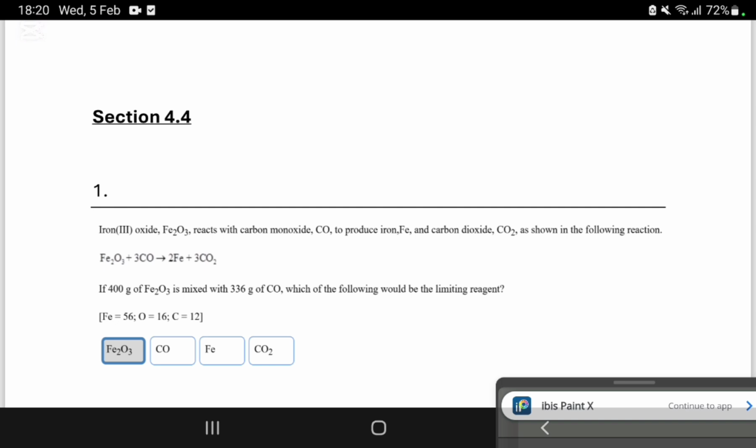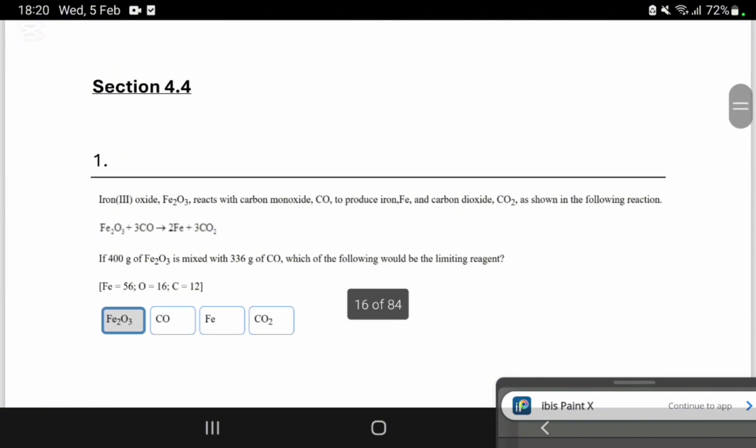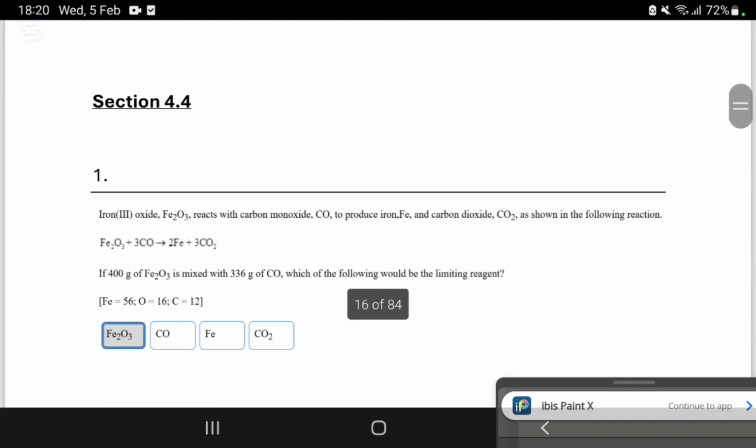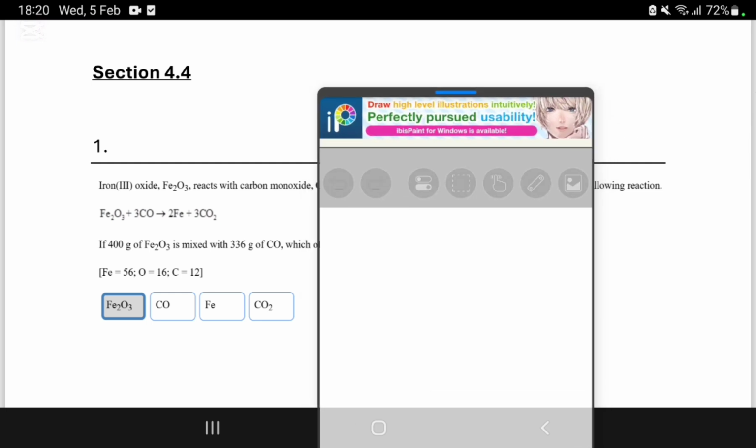Iron oxide Fe2O3 reacts with carbon monoxide CO to produce iron Fe and carbon dioxide CO2 as shown in the following equation. If 400 grams of Fe2O3 is mixed with 336 grams of CO, which of the following would be the limiting reagent? Look, here all we need to do is find the moles, first of all, for each one, by doing mass over molar mass.